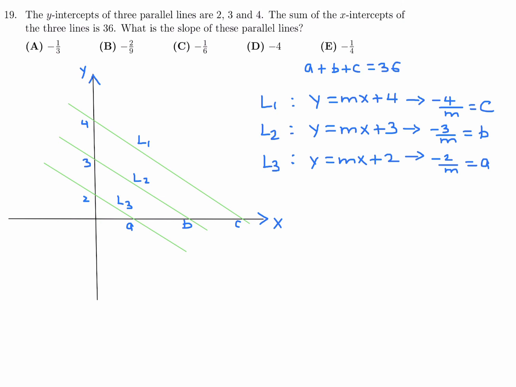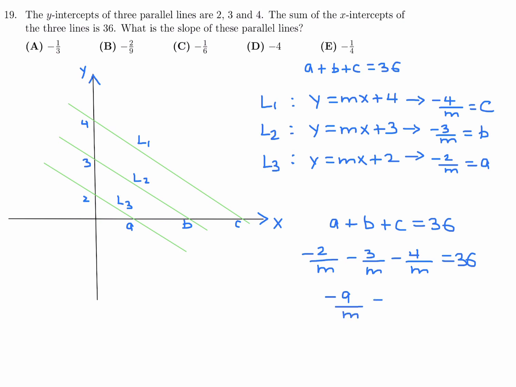Okay. A plus B plus C is equal to 36. So I've got minus 2 over m, minus 3 over m, minus 4 over m is equal to 36. So we have minus 9 over m is 36, and solving we get minus 9 over 36 is m. Therefore, m is equal to negative 1 over 4. Number 19, therefore, is E.